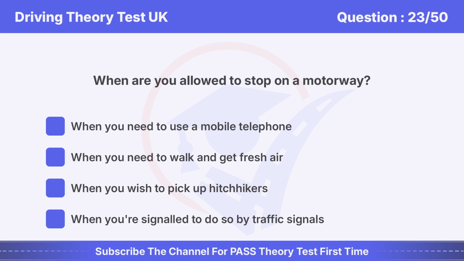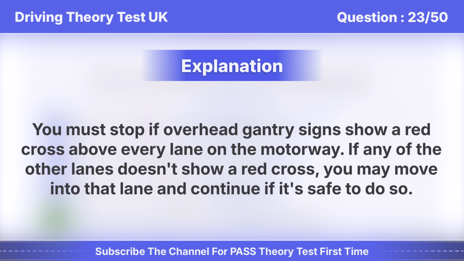Question 23. When are you allowed to stop on a motorway? Answer is D. When you're signaled to do so by traffic signals. You must stop if overhead gantry signs show a red cross above every lane on the motorway. If any of the other lanes doesn't show a red cross, you may move into that lane and continue if it's safe to do so.